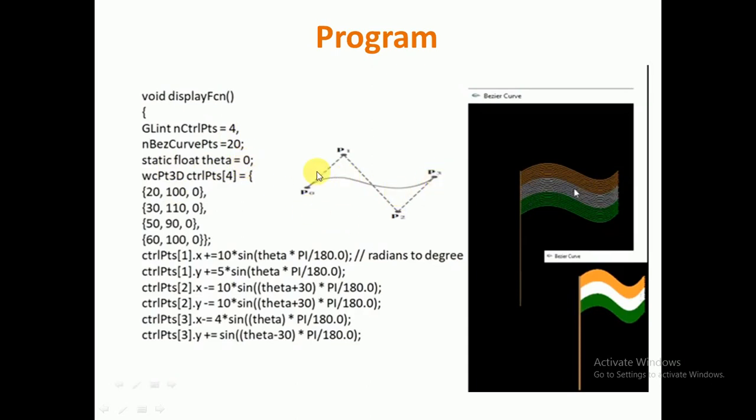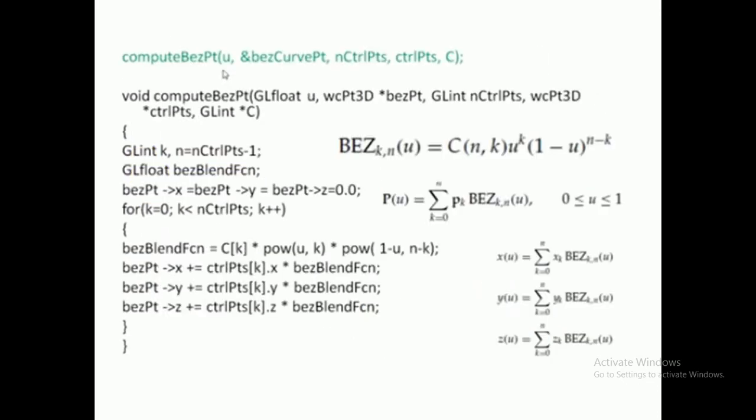We have a sine wave like structure, that's why we are using a sine wave. That's why we have taken a theta, initially theta is 0. Then WC 3D control point means we have taken one structure here. That structure I will show. We have taken one structure, right?